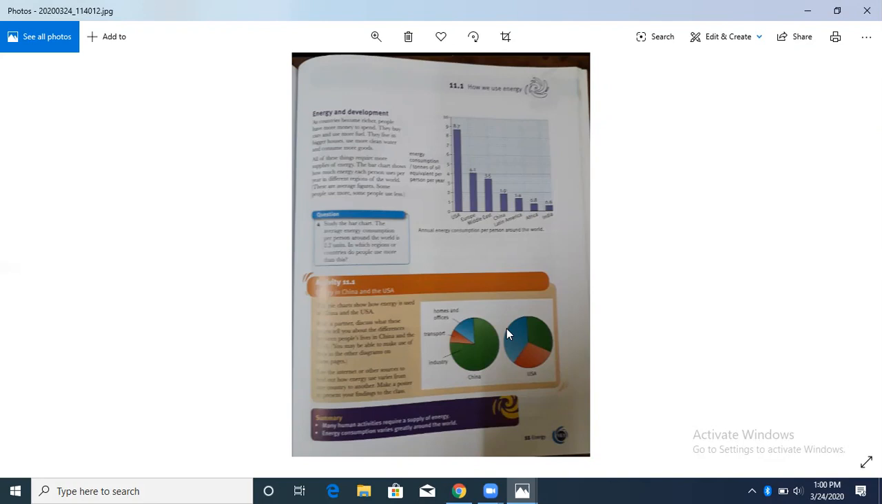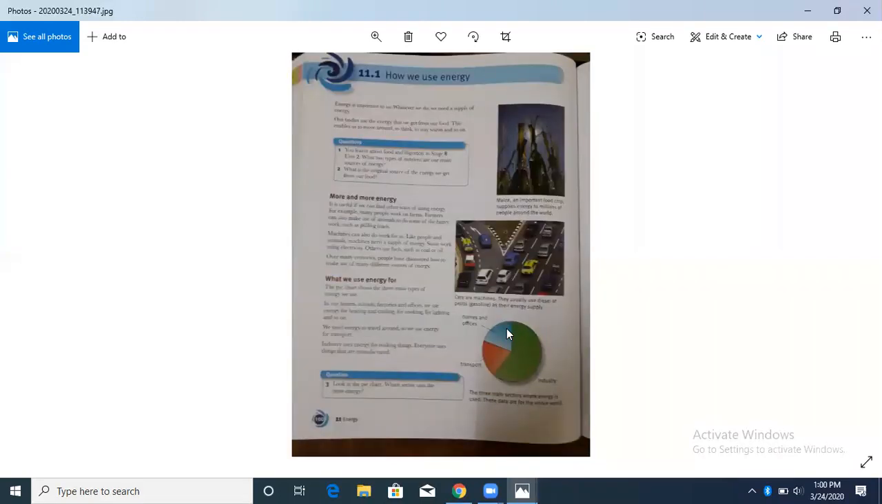Then what are the question answers? First question: you learned about food and digestion in grade 8. What two types of nutrients are our main source of energy? We studied 6 or 7 nutrients: carbohydrate, protein, fat, fiber, vitamins. But there are two main ones. You know the answer: carbohydrates and fats. Question two: what is the original source of the energy we get from our food? We studied this from grade 7 onwards: the ultimate source of energy is the sun, sunlight.